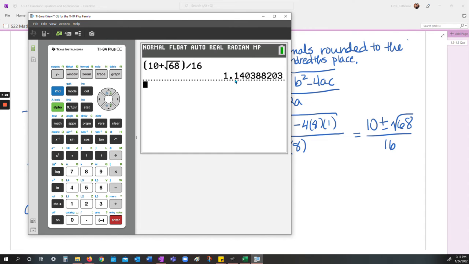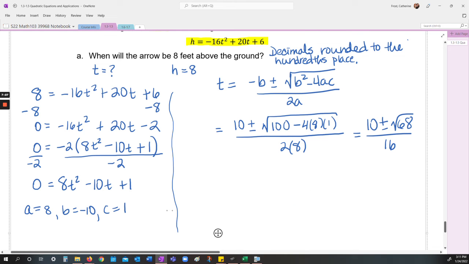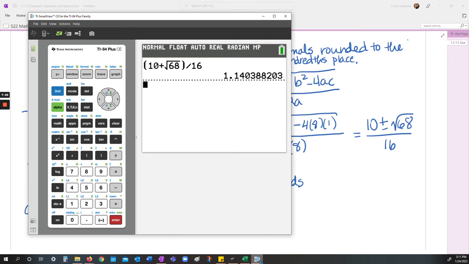Okay, so 1.14 is one answer that we're going to have. 1.14. And that t, if you recall, was seconds, so this would be seconds. And now let's look at if we put in the minus, if that's a reasonable answer. So I'm going to do second entry, and then just change that plus to a minus.